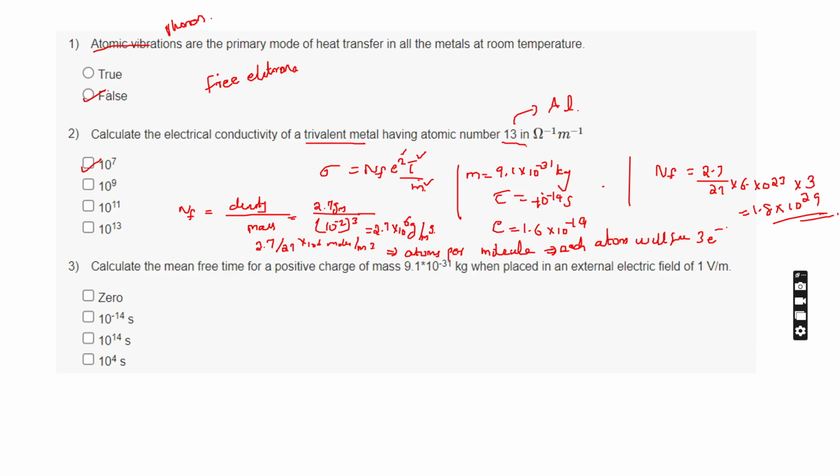So that many atoms will be there, like 2.7 divided by 27 into 6 into 10 to the power 23, and each atom will give 3 electrons because it is a trivalent metal. So then you have to multiply by 3, so the total number of electrons will be this much. Now this number and all these constants we have to substitute in the formula, and we will get the conductivity value in the order of 10 to the power 7.